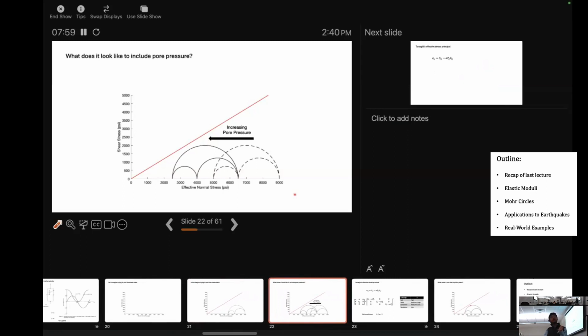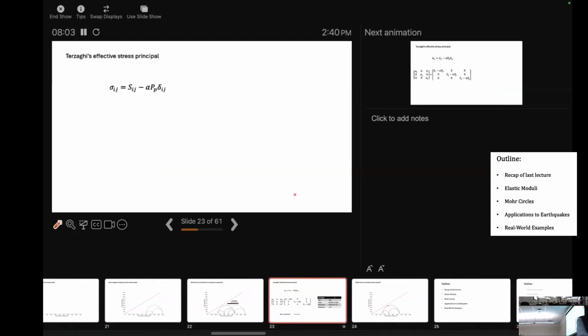And so now we're going to get a little mathy. This is the initial notation of the Terzaghi effective stress principle. So sigma ij equals Sij minus alpha pore pressure Kronecker delta. Does anyone know what the Kronecker delta is? The Kronecker delta, a step function of sorts, right? The Heaviside function is the step function. The Kronecker delta is similar to the delta function, which is not this. The delta function is a singularity. It's equal to infinity at a point and 0 everywhere else. That's the delta function. This is the Kronecker delta.